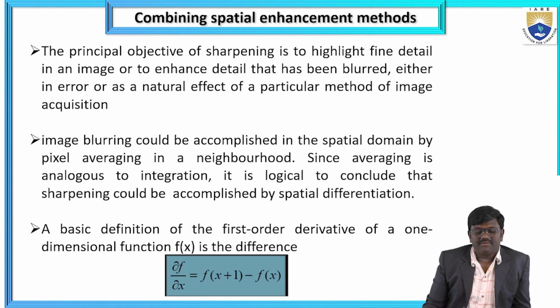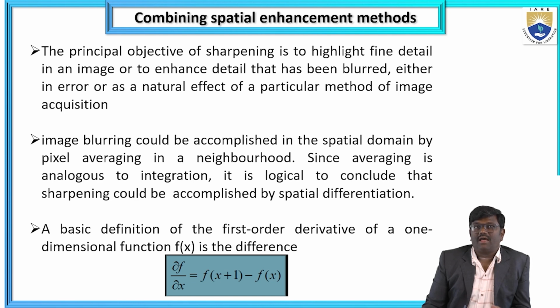Coming to the combining spatial enhancement method, it is also extended in terms of sharpening, which is used to highlight the fine detail in an image or to enhance detail that has been blurred, either in error or as a natural effect of a particular method of image acquisition. Image blurring could be accomplished in the spatial domain by pixel averaging in a neighborhood.